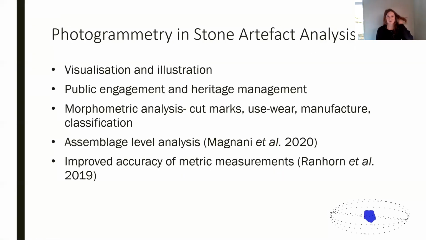So as has been summed up nicely in the first talk, photogrammetry has had variable applications in archaeology. Currently, this is predominantly in the visualization of excavations and artifacts. More recently, there has been a push towards using photogrammetry as a tool for quantification in excavations and stone artifact analysis. Current studies have focused on analysis at the artifact level using morphometric analysis to explore evidence of use or manufacture, or classification based on artifact form.